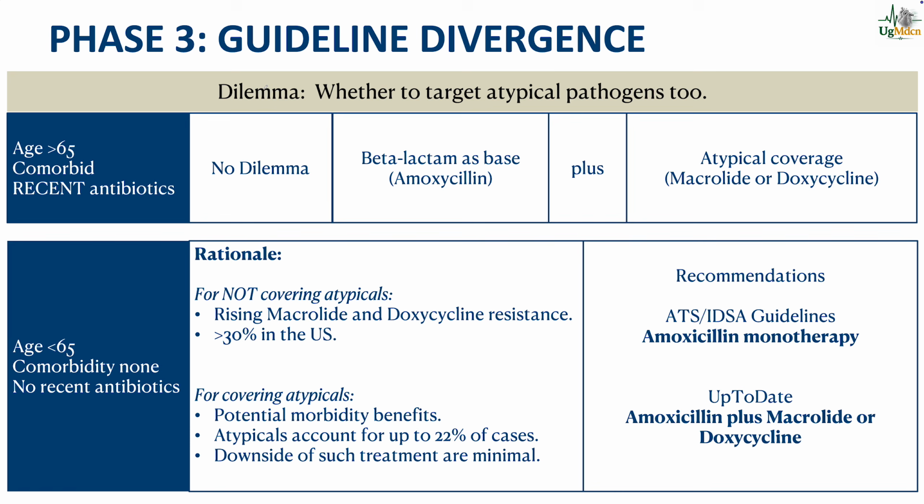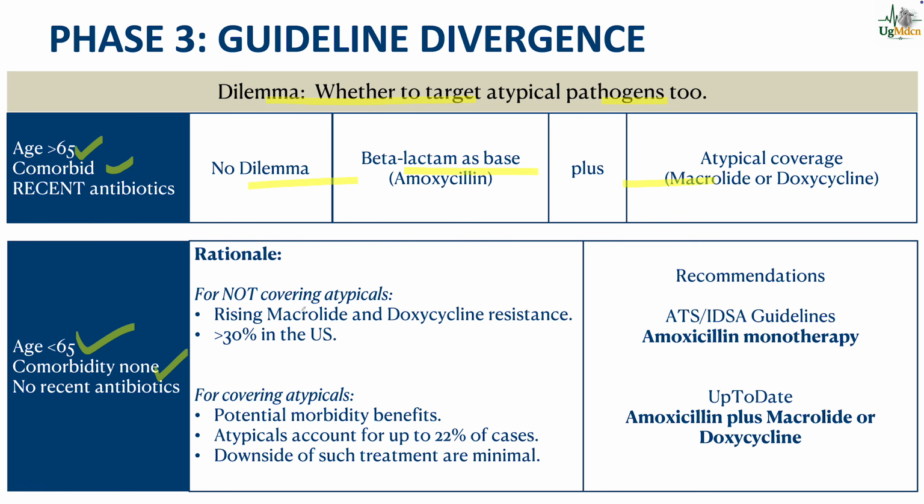The dilemma is whether to cover atypical agents. For those over 65 and with comorbidities, there's no dilemma. Broader coverage becomes necessary. However, a decision is needed for healthy adults under 65 without a history of antibiotic use. Current recommendations recognize the importance of atypical pathogens and local resistance patterns.